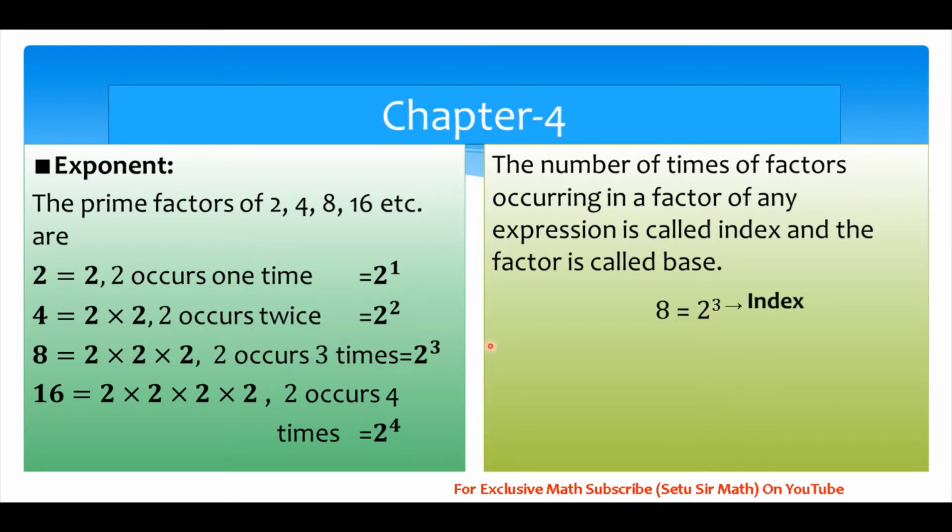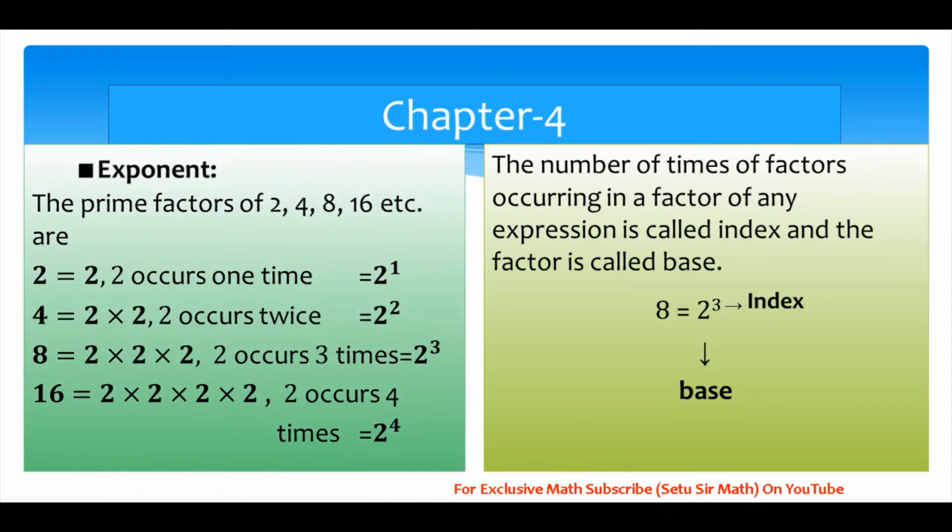In here you can see 8 equals to 2 to the power 3, where 3 is the index or power, and 2 is the base. What I am saying, 3 is the index of power, 2 is the base.